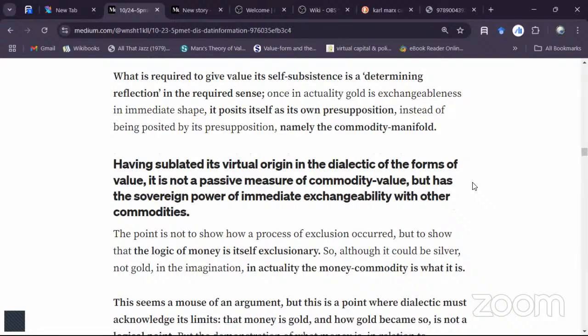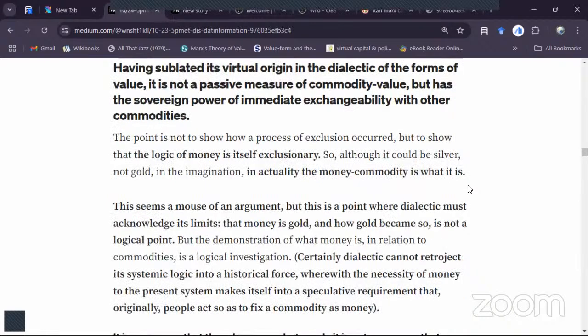The point is not to show how a process of exclusion occurred, but to show that the logic of money is itself exclusionary. So, although it could be silver, not gold, in the imagination, in actuality, the money commodity, without getting too terribly tautological, is what it is. This seems a mouse of an argument, but this is a point where dialectic must acknowledge its limits: that money is gold, and how gold became so is not a logical point.